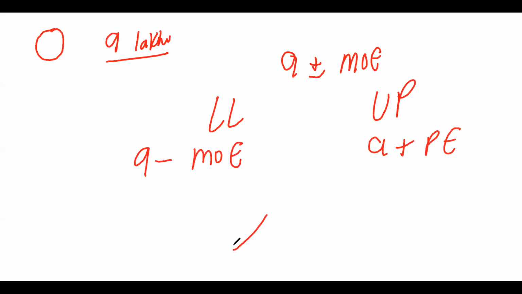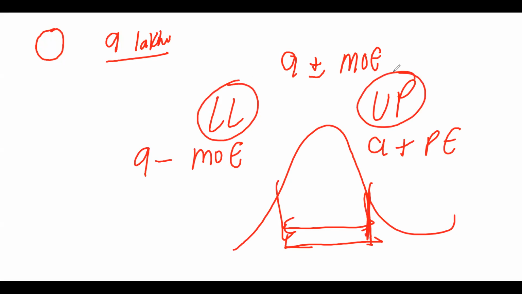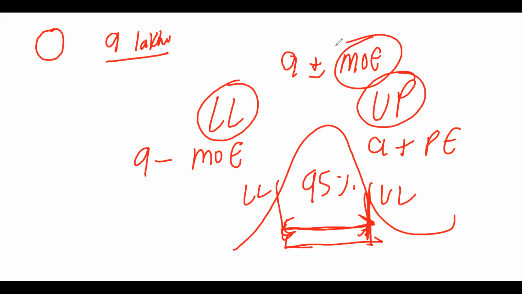On the basis of that we derive the population distribution, and we say that we are 95% confident that the population mean will lie in this range. On the basis of the lower limit and the upper limit, we say that 95% of the time the population mean lies within this range. So this is the concept of margin of error.